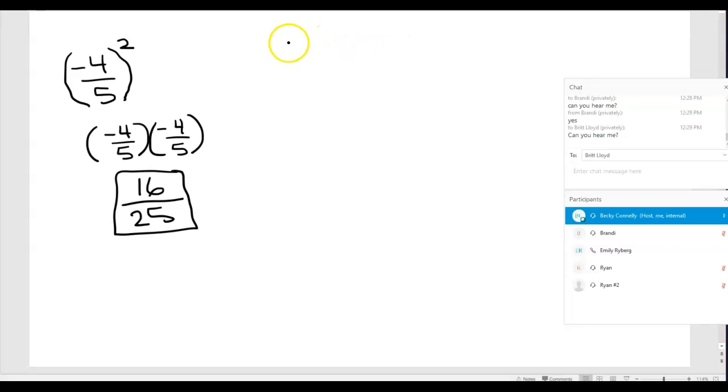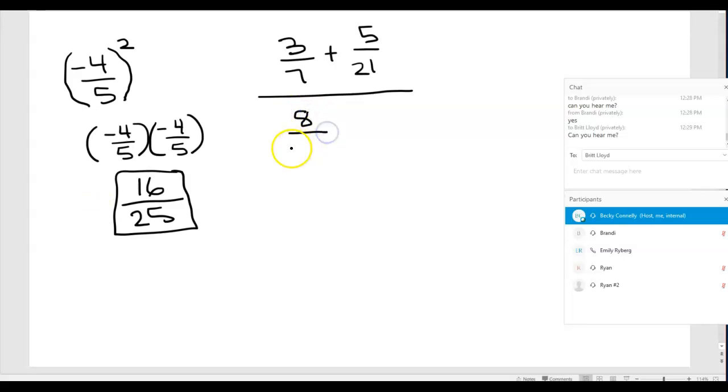Okay. Let's try another one like this, again with fractions. If I have 3/7 plus 5 over 21, and this is a compound fraction, so it's like fractions on the top and then fractions on the bottom. On the bottom I have 8 over 9 minus 7/3. So the top part of this compound fraction says 3/7 plus 5 over 21, and then that's all divided by 8/9 minus 7/3.